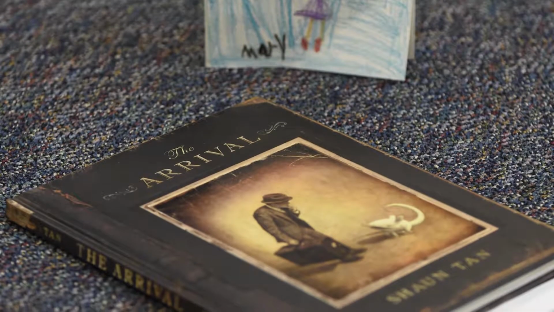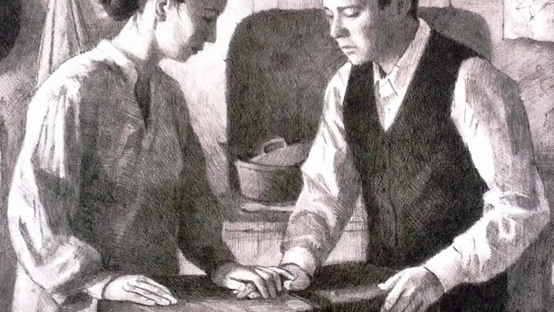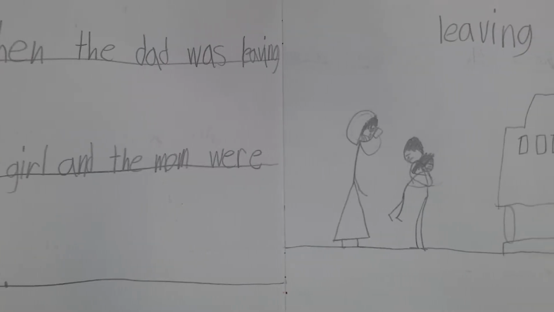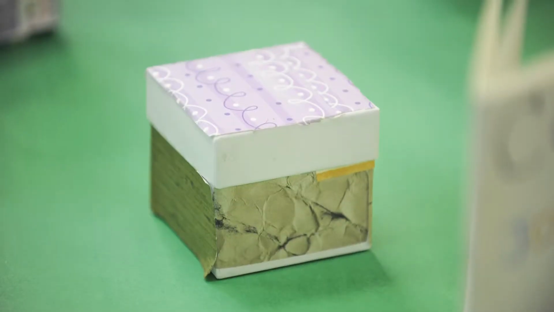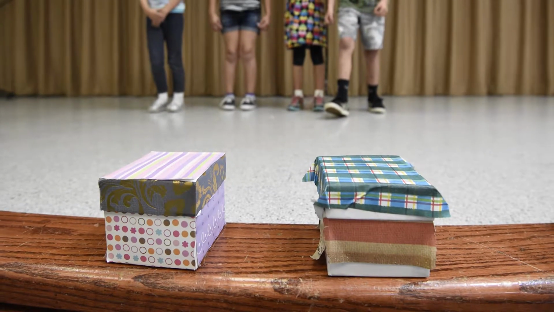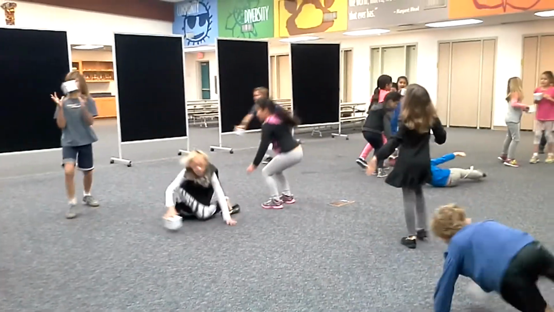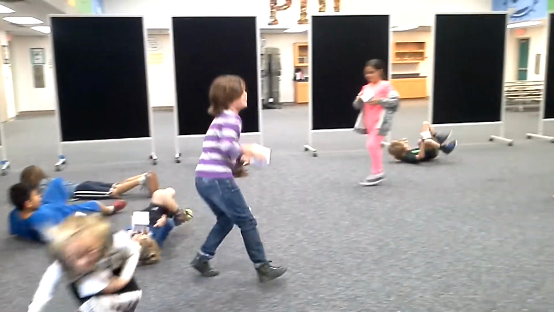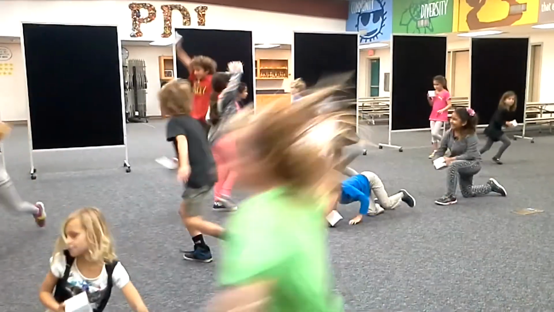I had discovered this amazing book, The Arrival, and I remembered it speaking about immigration. The father who's leaving is packing his suitcase, and the children had already noticed that he was choosing carefully what to take. So I thought we could bring in some boxes, symbolic of the suitcase. If they had to choose to take something with them, what would they choose? The way we brought them into the movement piece was to have them as a little prop. Here's your precious cargo. Here's your suitcase of belongings. Here's your photo of someone from home that you're taking with you.